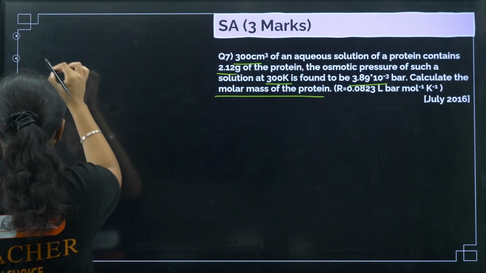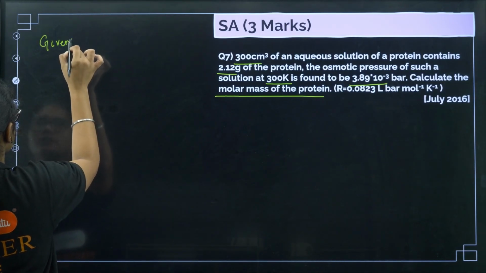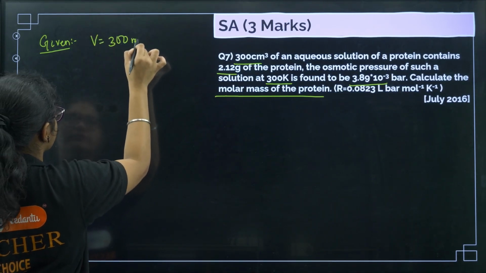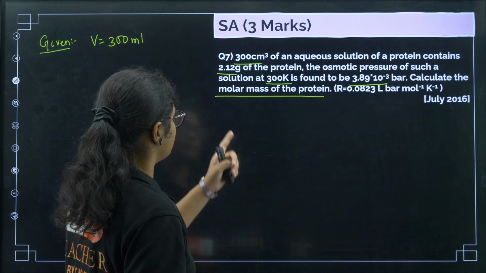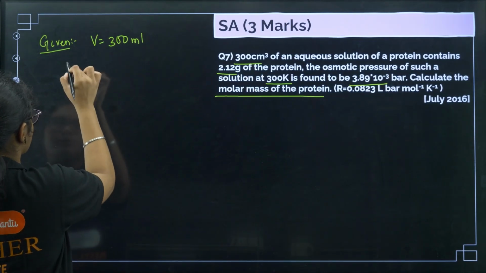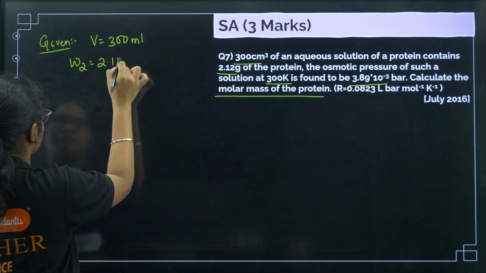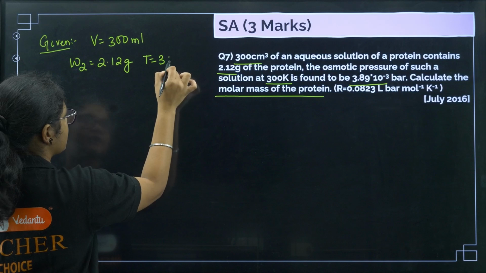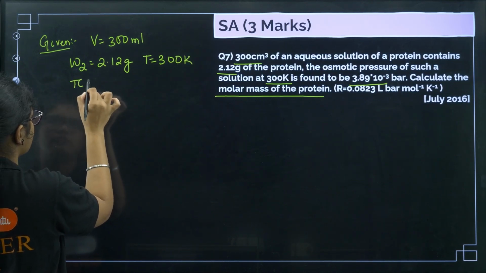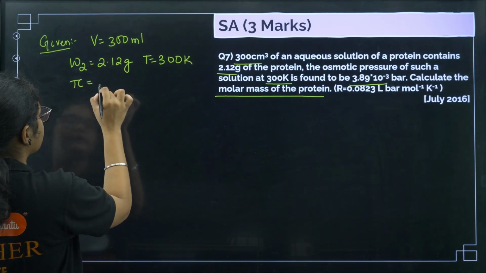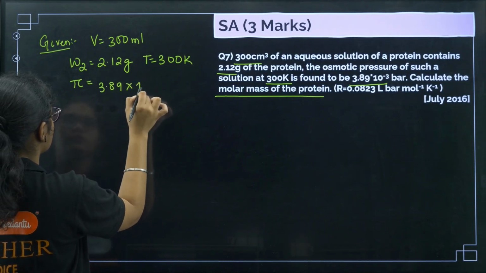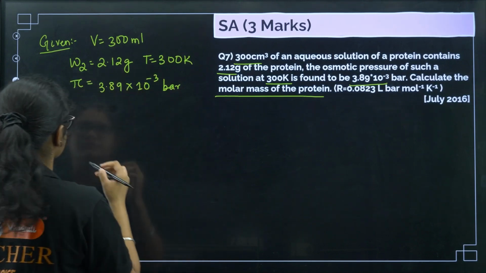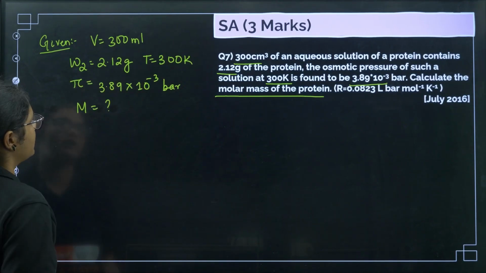Okay, so first let us see the given values here. First, volume. Volume is 300 centimeter cube. We can write 300 ml because 1 centimeter cube is 1 ml. It contains 2.12 gram of protein, so W2 here is 2.12 gram. Osmotic pressure of such a solution at 300 Kelvin: so temperature is 300 Kelvin and we have osmotic pressure of 3.89 into 10 to the power of minus 3 bar. We need to calculate the molar mass of the protein.